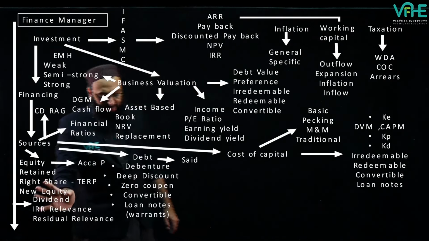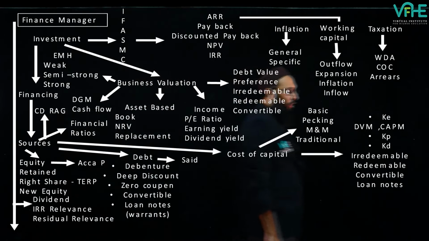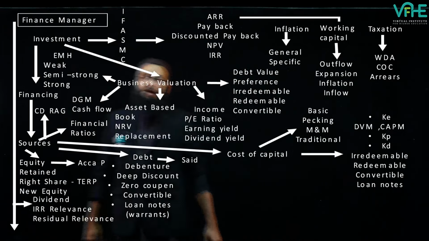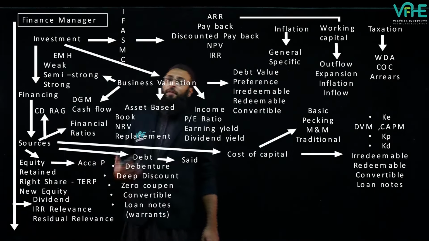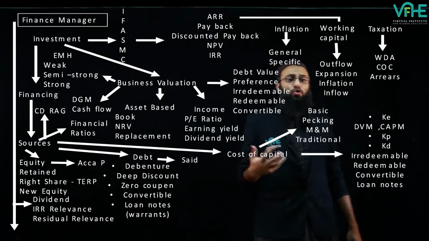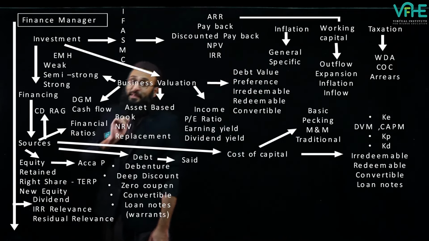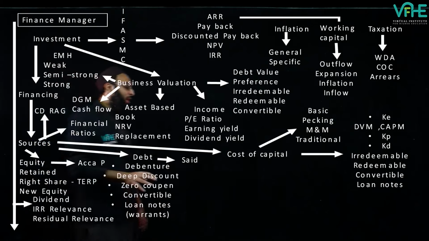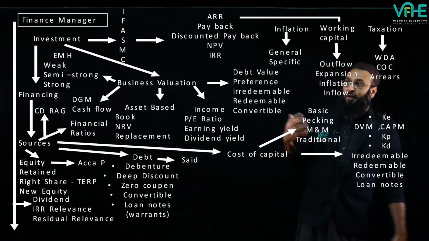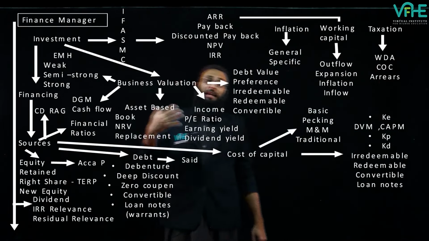The first we have is known as Irrelevance Theory. Irrelevance Theory says that shareholders are indifferent whether you pay them dividend or not. They are only concerned about wealth increment. It is based on the assumption that the market is a perfect market, which means there is no transaction cost, there are no taxes, and investors are completely aware of the directors' decisions.